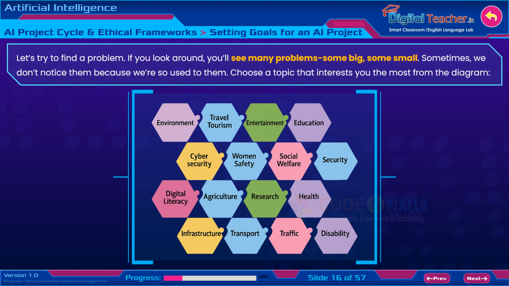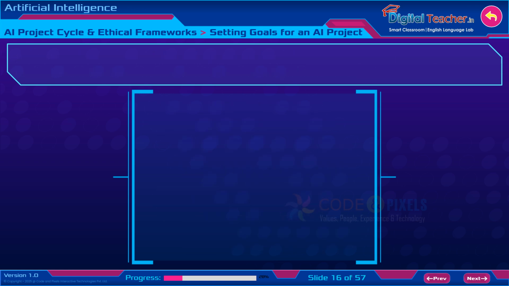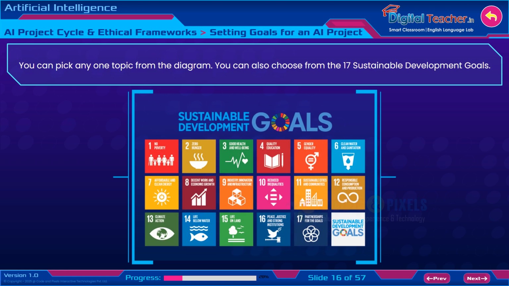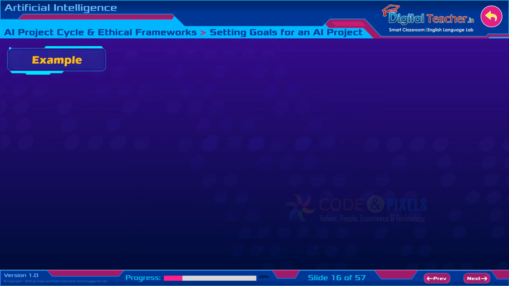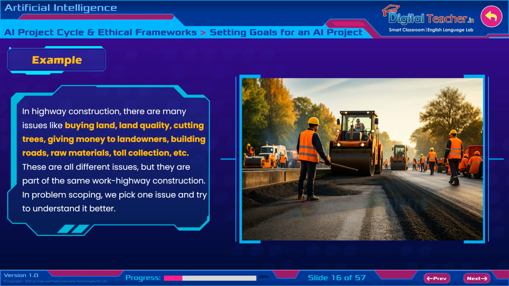Choose a topic that interests you the most from the diagram. You can pick any one topic from the diagram. You can also choose from the 17 Sustainable Development Goals. Example: in highway construction, there are many issues like buying land, land quality, cutting trees, giving money to landowners, building roads, raw materials, toll collection, etc. These are all different issues, but they are part of the same work: highway construction. In problem scoping, we pick one issue and try to understand it better.